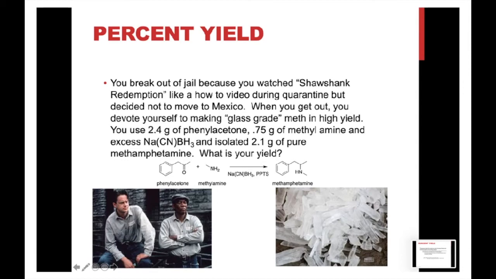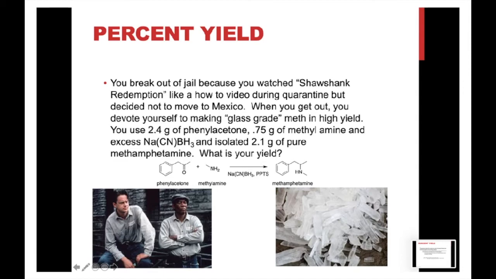All right. So the man busted you, but you broke out of jail because Shawshank is a how-to on how to break out of prison. And you watched that thing like 4 times during quarantine, right? So you get out and you're like, you know what? No more Gen Chem grade meth. We're making that glass stuff, that good stuff. And you want to have a good yield, right?